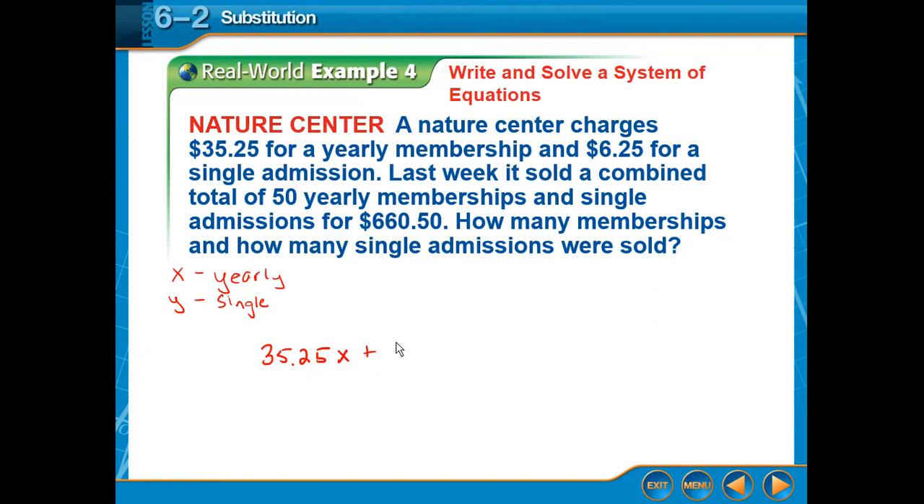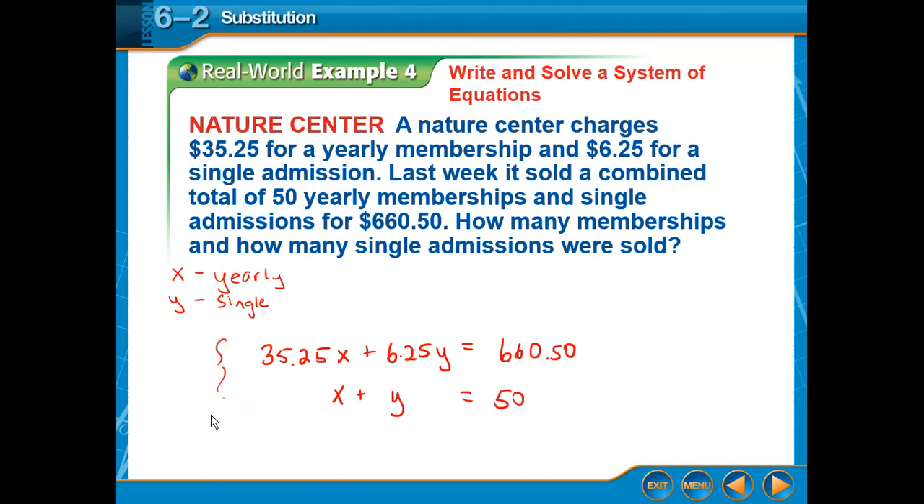Okay, so the total cost is $35.25 per yearly membership, so times x, and then it's $6.25 per single admission, so we're going to call that y. And when they did this, they made a total of $660.50. And they sold a total of 50 memberships or tickets. So it's going to be x, the yearly amount, plus y, the single amount, and that's going to give us 50. So now we have a system of equations.